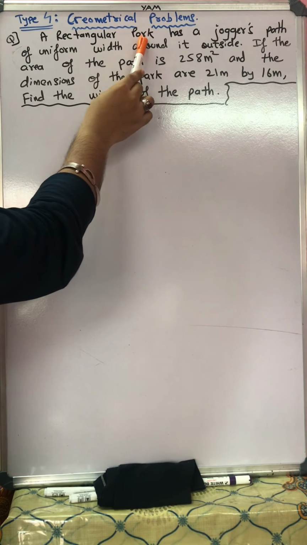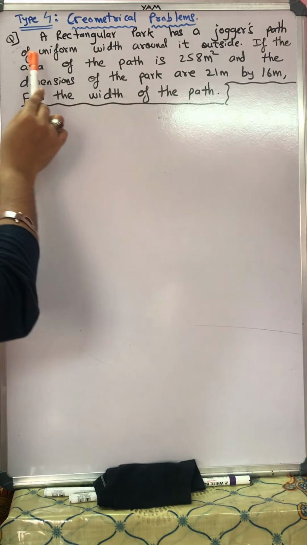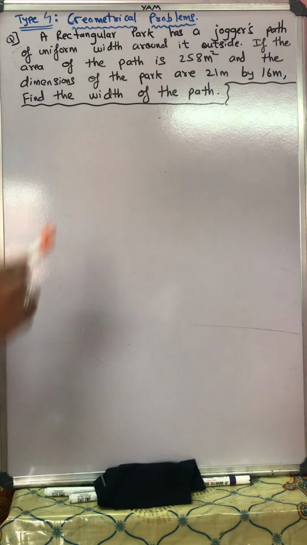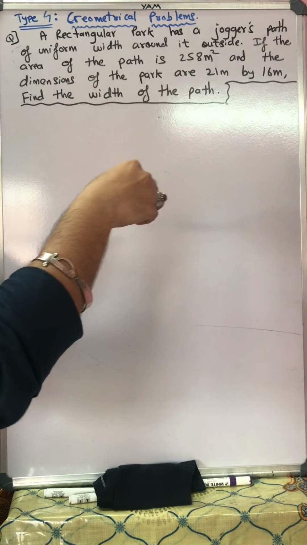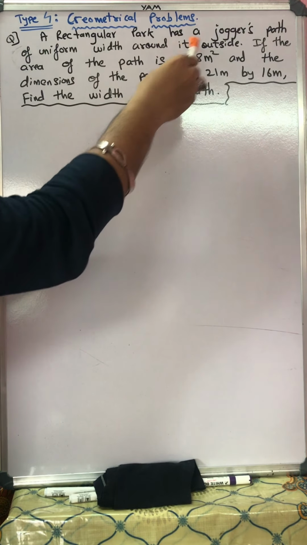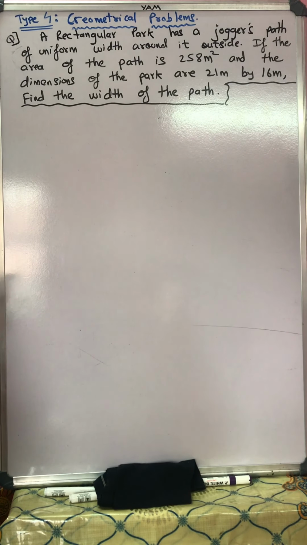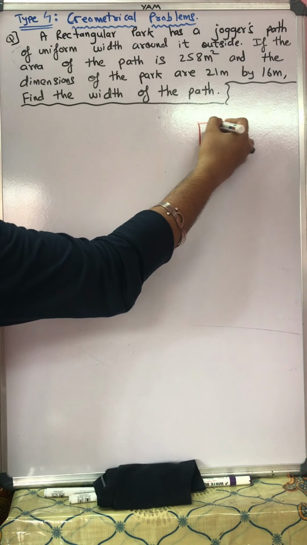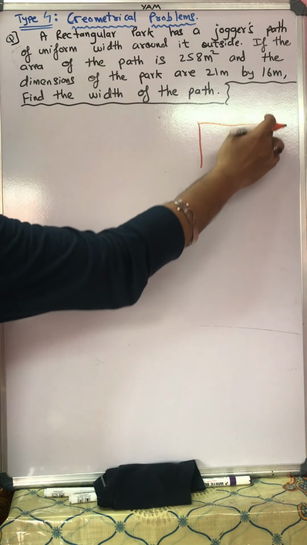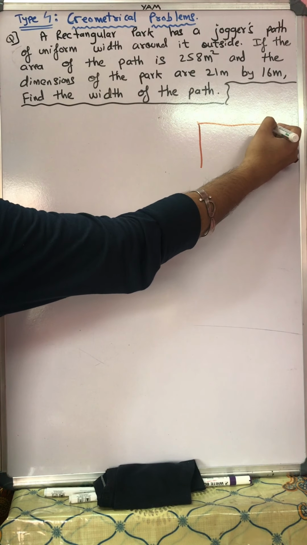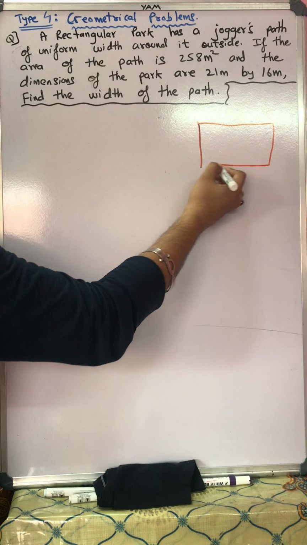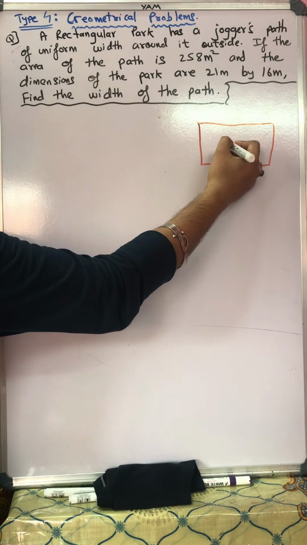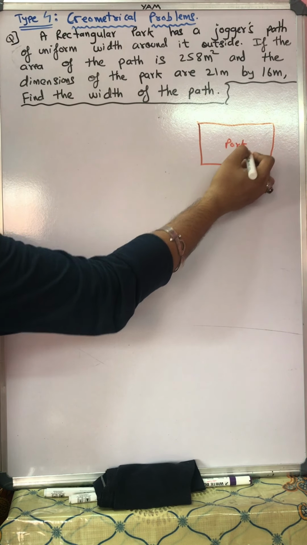A rectangular park has a jogger's path of uniform width around it outside. Okay. So can I say, students, like this? Let us consider that I have a rectangular path like this. This is my rectangular park. Okay, this is my park.